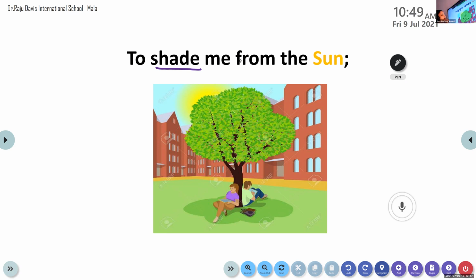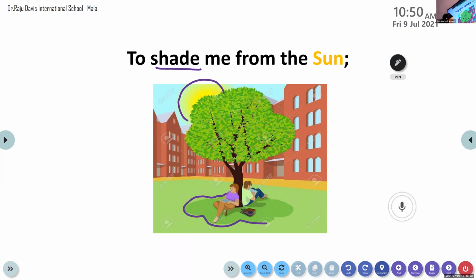So here, I want everybody to have a careful look at this image. Did you observe the tree? What can you see? Yellow in color behind the tree. What is that? Sun. Very good. And it gives us a lot of heat and light. What does the sun give to us? The sun provides us with heat and light. Yes. Right.